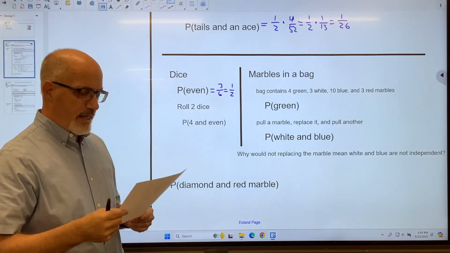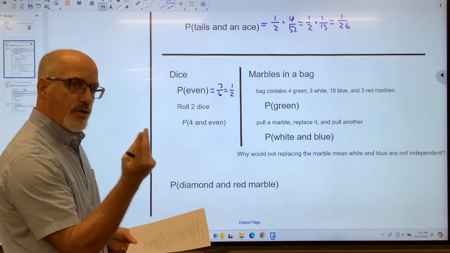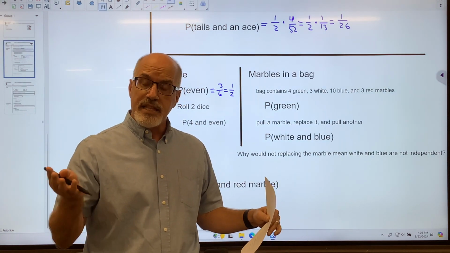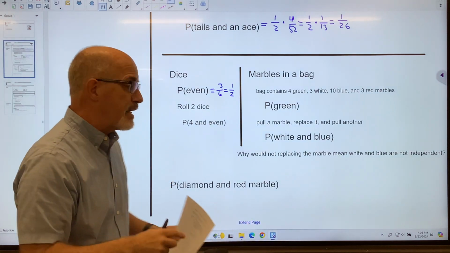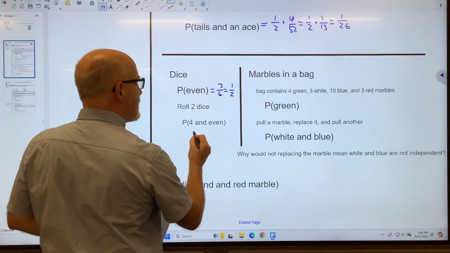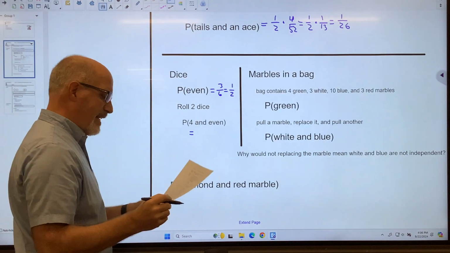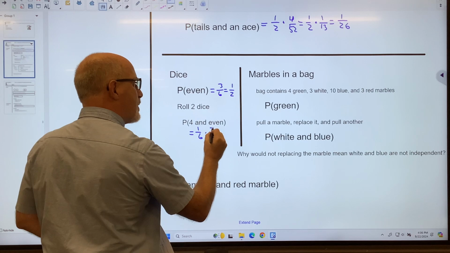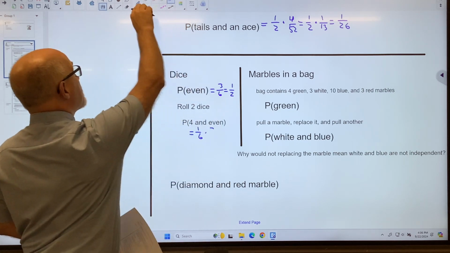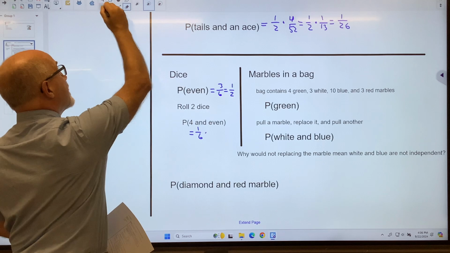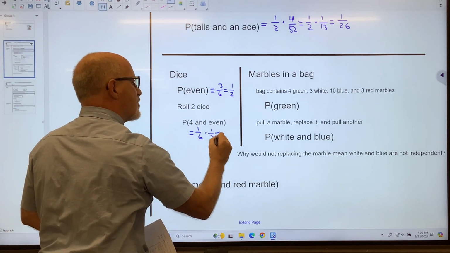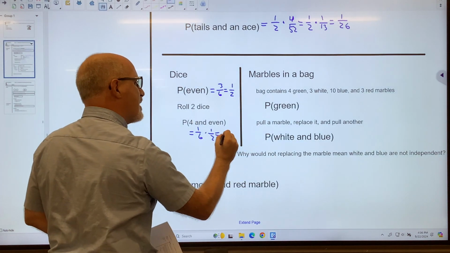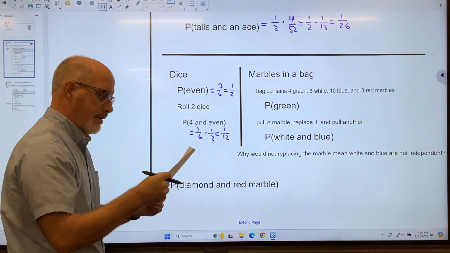Now if I roll 2 dice, that's 2 different events. This dice does not impact this dice. They're independent events because the probability of one dice does not influence or impact the probability of the other. So what's the probability of getting a 4 and an even? To get a 4, that's 1 out of 6. Even is 3 out of 6, but let's reduce it down to 1/2. So what's the probability of getting a 4 on one dice and an even on the other, so 2 different events? I get 1 out of 12 for that probability.